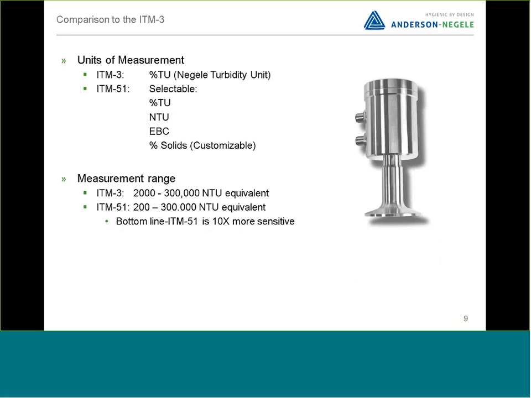Moving on with the comparison units of measurement. I mentioned earlier about the ITM3 and the fact that it would measure in percent TU. TU being a Negele turbidity unit means it didn't align with any measurement parameter outside of Anderson-Negele. The ITM51 is selectable. So it'll come out of the box set to percent TU, because it'll be configured to be used as a replacement for an ITM3 at this point, or for a typical customer application from a customer who's used the 3.